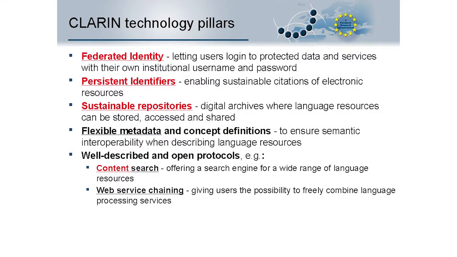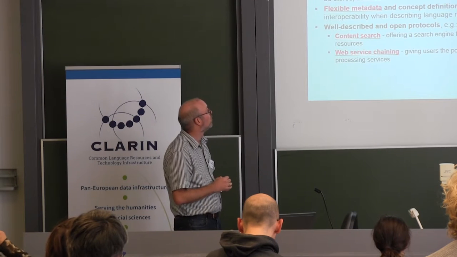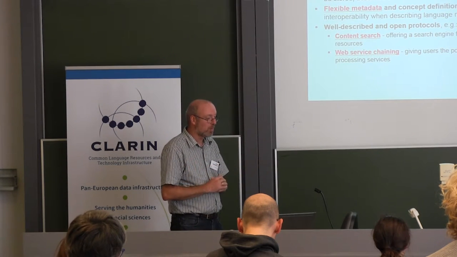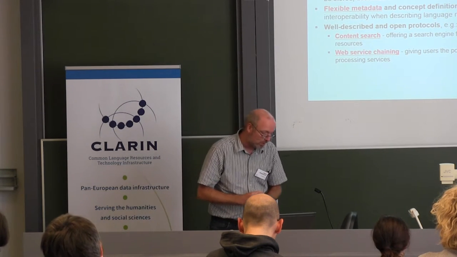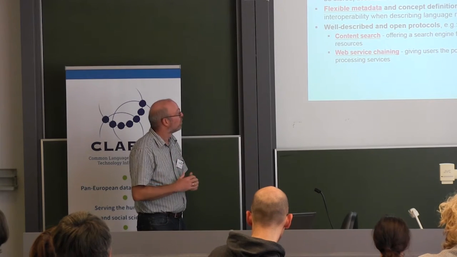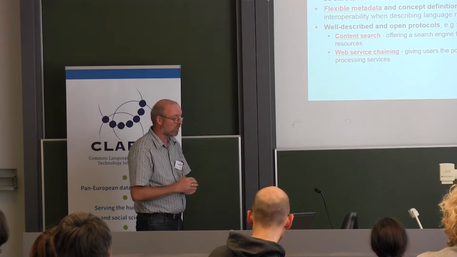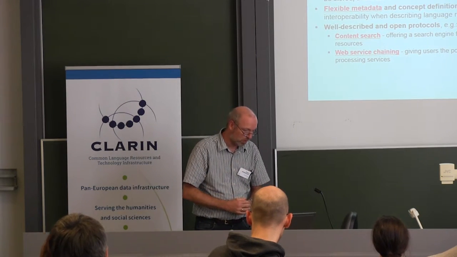So this is based on a set of technological pillars from CLARIN, which is first of all federated identity. That's what I just talked about. You can log in with your institutional username and password, and the whole machinery behind that, which you hopefully don't have to see much of, is called federated identity. There are persistent identifiers, which provide you with sustainable citations of electronic resources. The idea is that in 10 years from now, you would still be able to access the resources, even if they have moved physically or digitally.